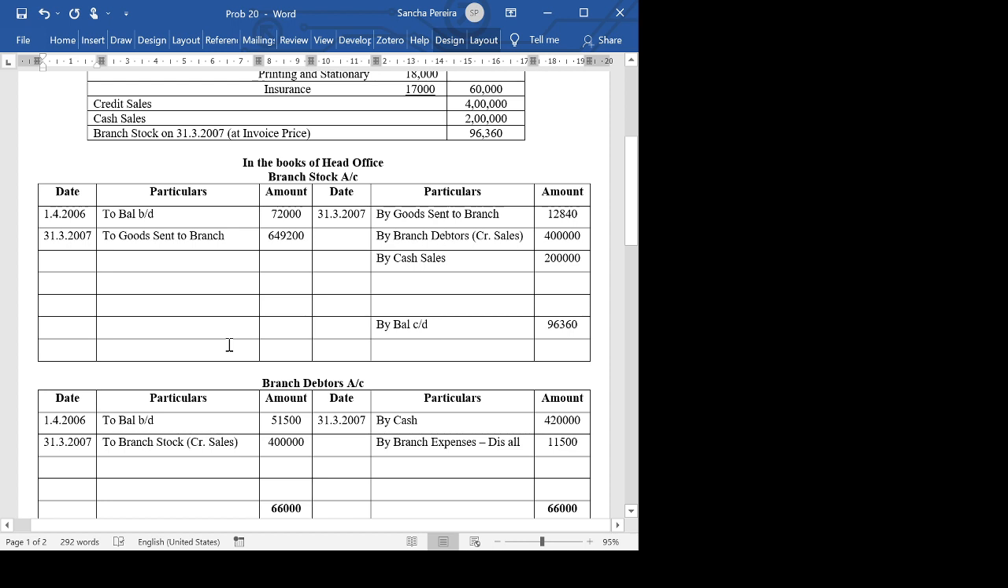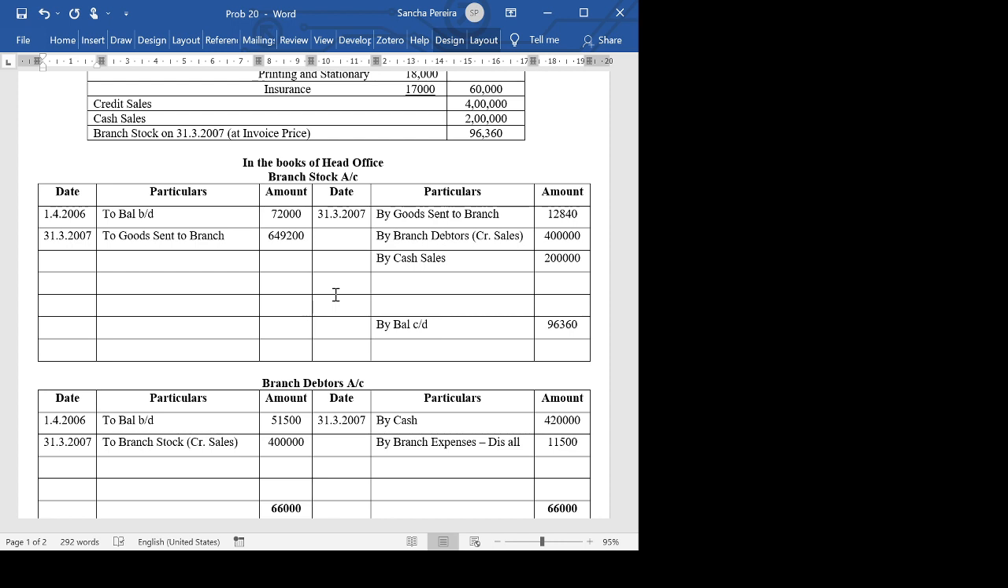In case it does not tally, like we had in problem 18, in case the branch stock account does not tally, we either have a shortage or a surplus. Like yesterday's problem, this was higher than this, we had a surplus. So today let's see what is higher. I think the debit is higher. Let's just check.